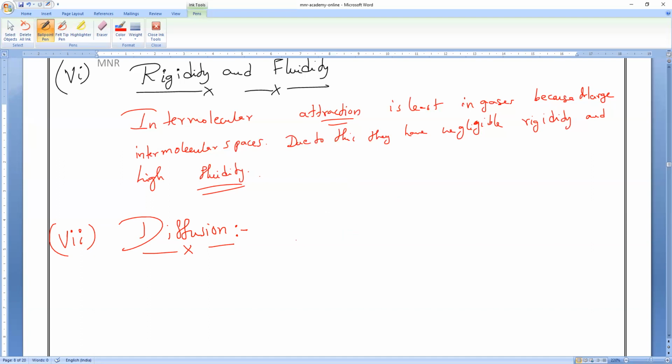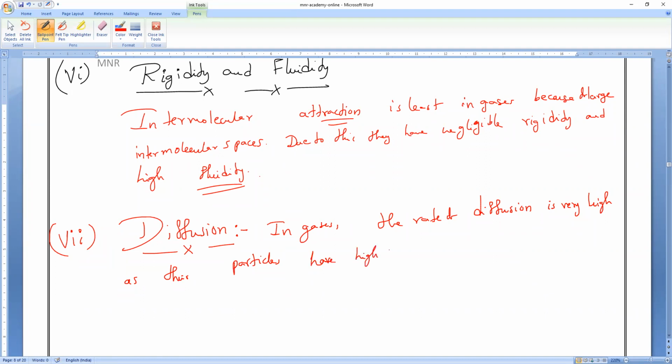Write it. In gases, the rate of diffusion is very high, as their particles have high kinetic energy or low kinetic energy? High kinetic energy. Who said low kinetic energy? Nivedan said high kinetic energy, sir. Write it. Clear?